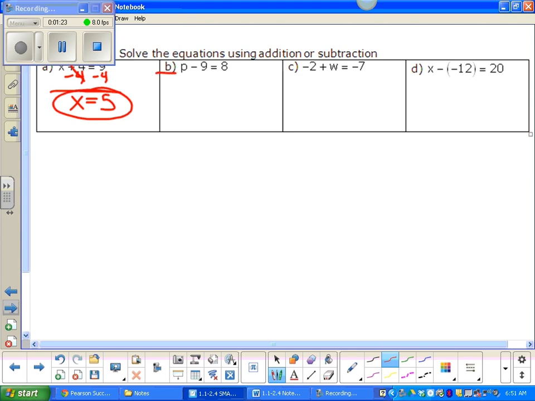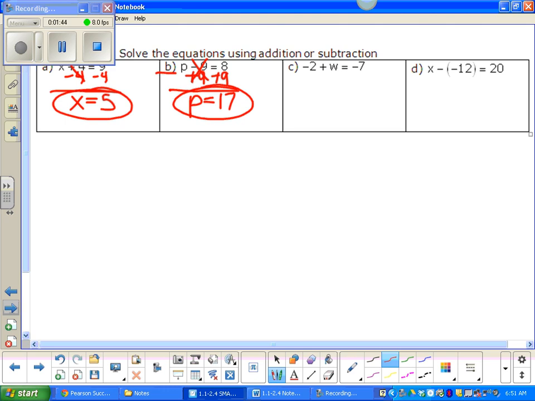For b, my operation is subtraction. The opposite of subtraction is addition. So I am adding 9 to both sides to get my p alone. Well, negative 9 plus 9 cancels to 0. So I have p equals 8 plus 9 is 17.